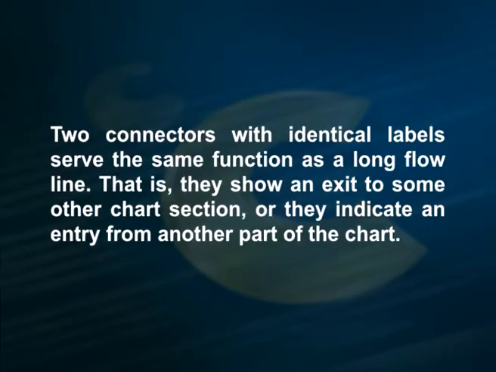This symbol represents an entry from or an exit to another part of the flowchart. A connector symbol is represented by a circle and a letter or digit is placed within the circle to indicate the link. A pair of identically labeled connector symbols are commonly used to indicate a continued flow when the use of a line is confusing. So, two connectors with identical labels serve the same function as a long flow line. That is, they show an exit to some other chart section or they indicate an entry from another part of the chart.